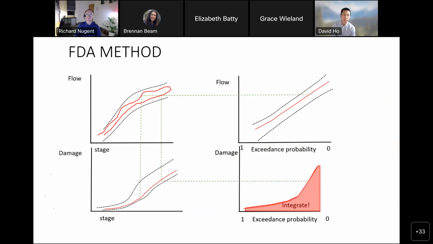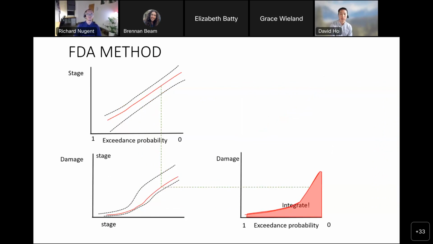So going back to this image, this shows that problem of not having something one-to-one. For a given flow on your frequency curve, you can end up with two possible stages for a given flow, right? And so this ends up messing up your stage to damage probability curve.